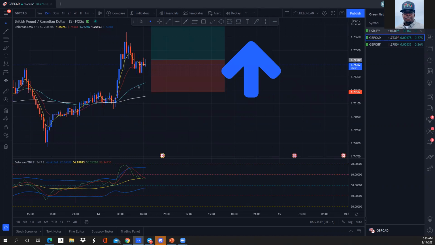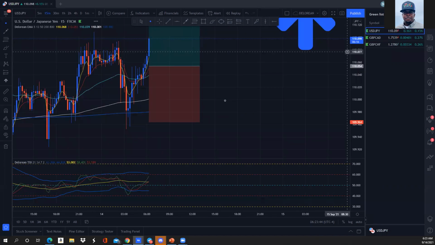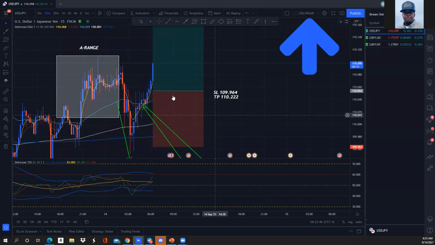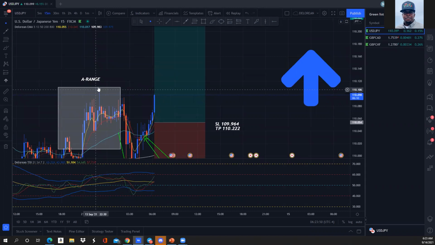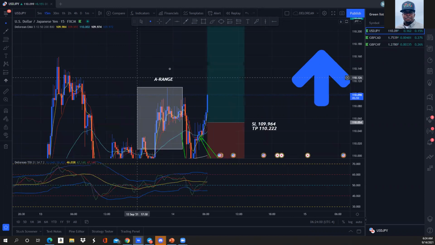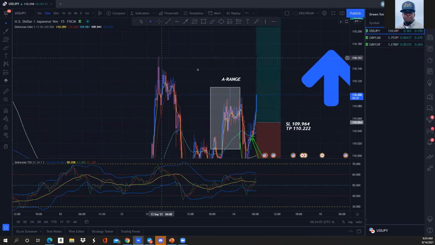Once UJ passes this, so I'll go back to her fast. Once UJ passes the A range high, it's gonna go. So once it passes the A range high, we're good to go. This is what the rejection was. So as long as it passes high, which is really bullish, it's good to go. Once it passes this, it's gonna take off. And we should be good to go up here for a while.